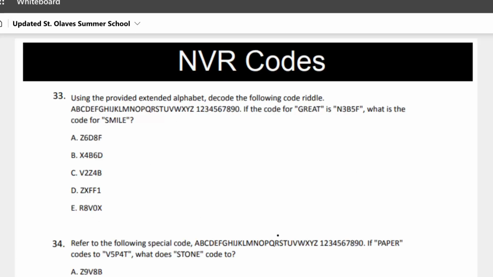We're starting off with NVR codes, which we have to find how the alphabet is being used to find this code. For example, for great, let's have a look. We have G to N, which is 1, 2, 3, 4, 5, 6, 7. Let's just do that one more time. 1, 2, 3, 4, 5, 6, 7. We have to plus 7 first. Then from S, we need to plus 7. 1, 2, 3, 4, 5, 6, 7.